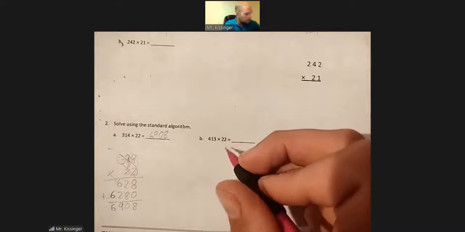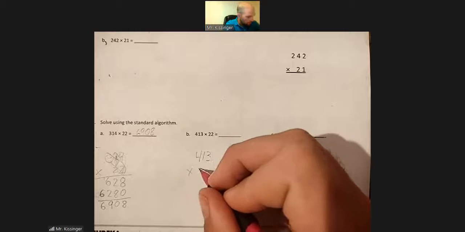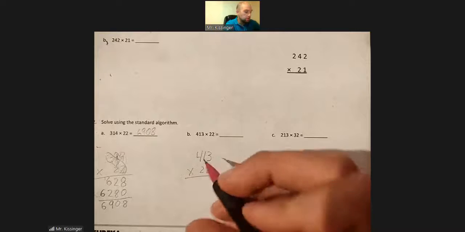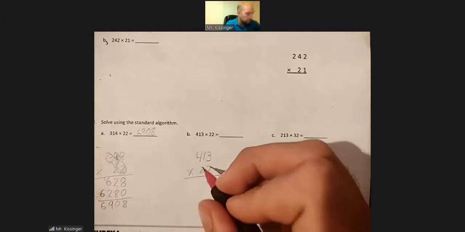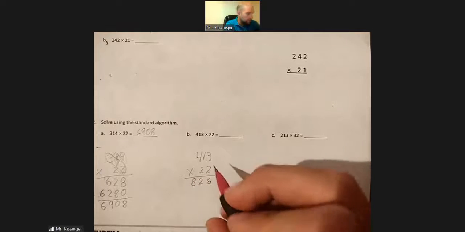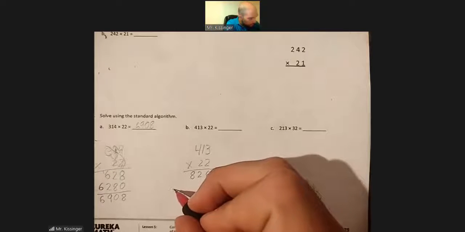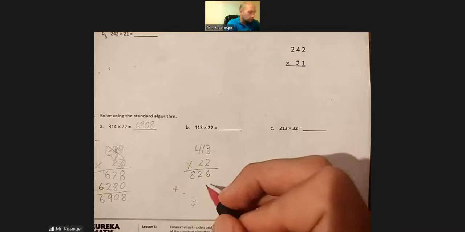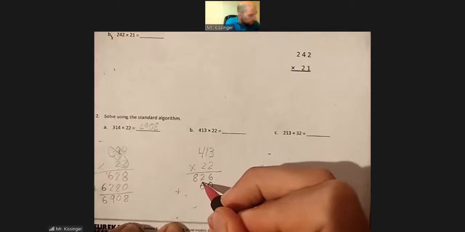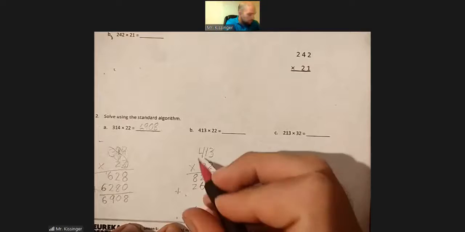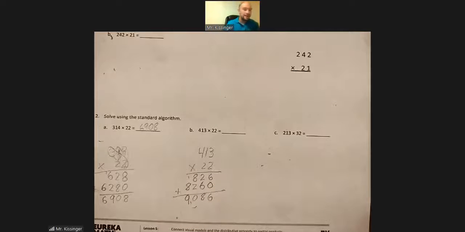All right. So our next problem here is 413 times 22. So again, what we're going to do is multiply 413 by 2. So we have 6, 2, 8. So we have 826. And then we're going to add, leave ourselves space for our thousands place. 3 times 20 is 60. 1 times 2, 2. 4 times 2, 8. And then we add them up. We have 9,086.